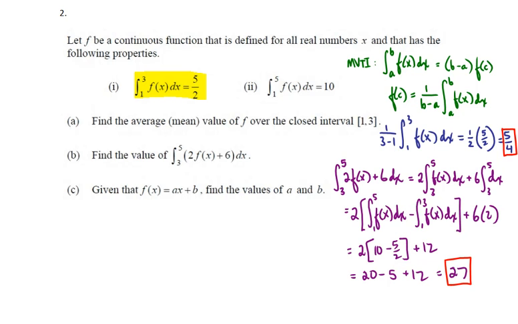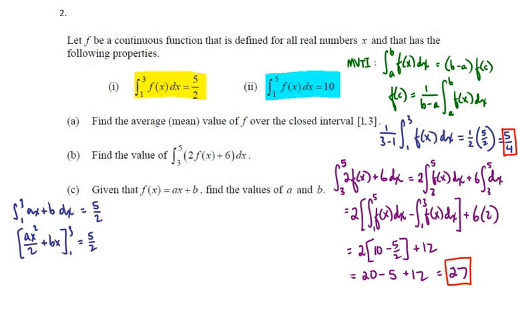Part C is given that f of x is ax plus b. We want to find the values of a and b. So we're just going to use the two givens above. So we know that the integral from 1 to 3 of ax plus b dx is 5/2. The antiderivative is ax squared over 2 plus bx. We're going to evaluate that at 3 minus evaluate it at 1 and set it equal to 5/2. And that's 9/2 a plus 3b minus quantity 1/2 a plus b equals 5/2. 4a plus 2b is 5/2, or 8a plus 4b is equal to 5.